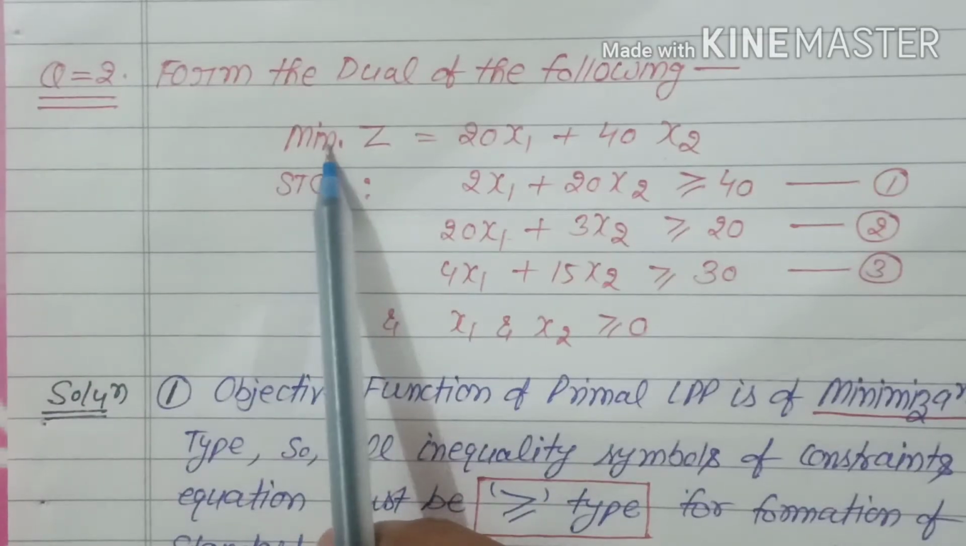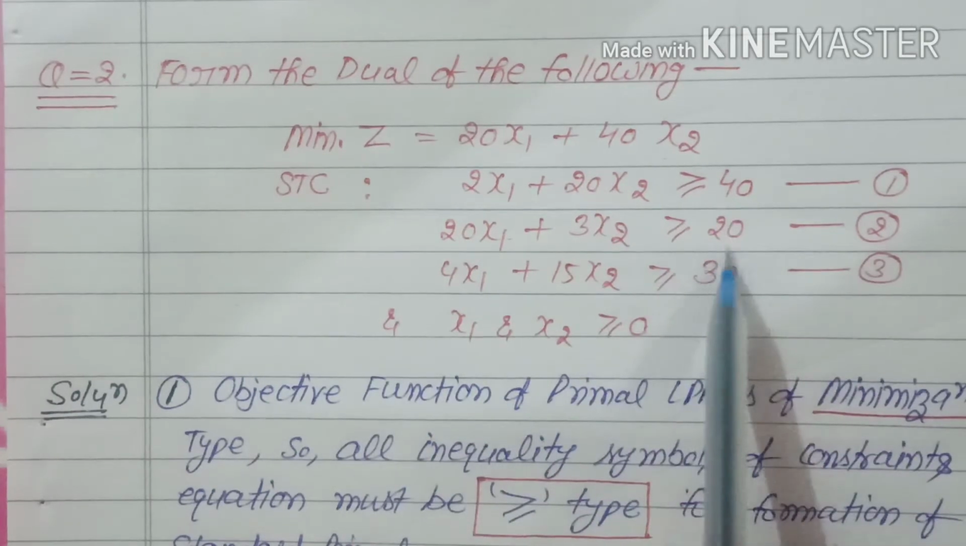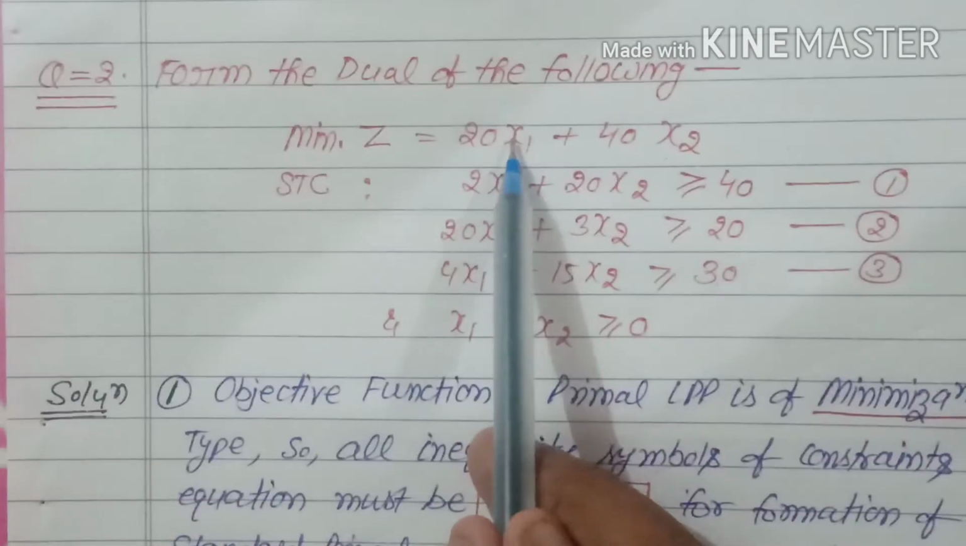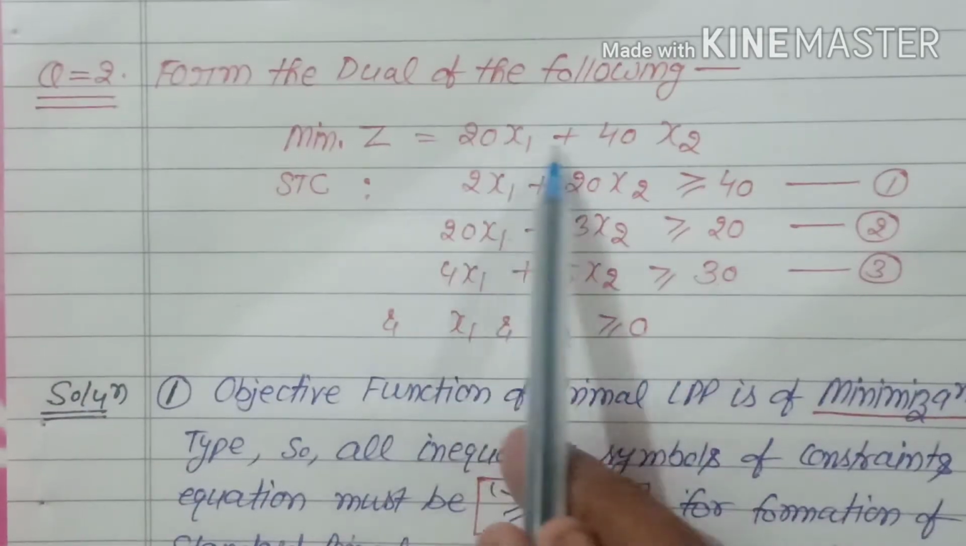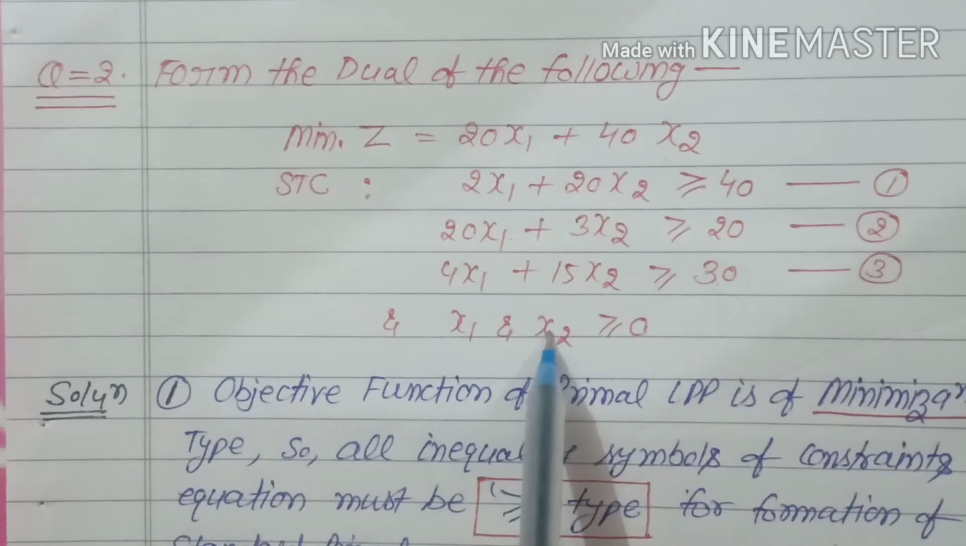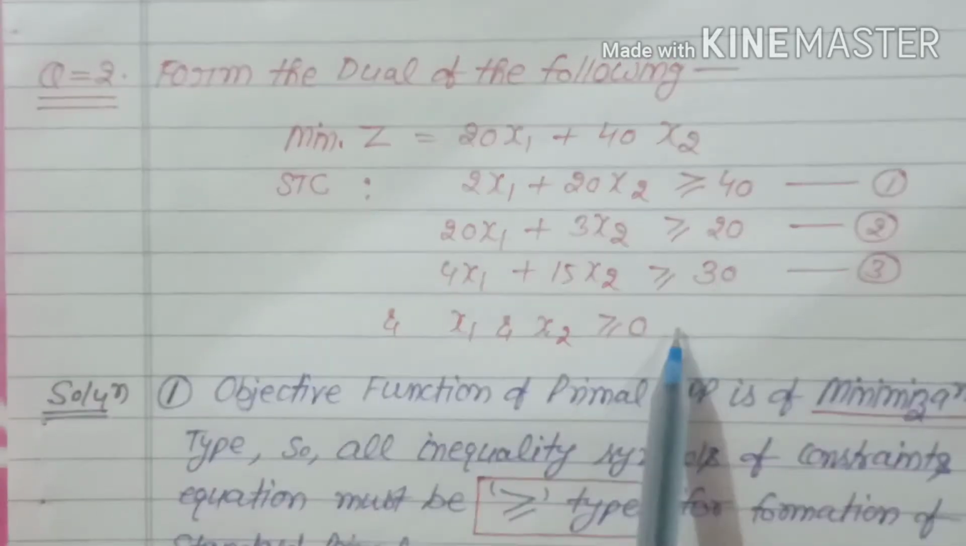We will see that the objective function is of minimization type, and we have three different constraint equations. There are two variables in the objective function, x1 and x2, and both are of non-negative type. So let us form the dual of this primal.